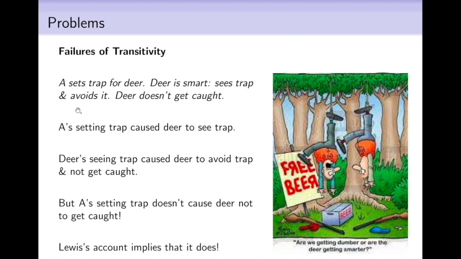Okay, so like I say, counterfactual accounts are still very popular. Basically, people have tried to develop them in such a way as to avoid some of these problems or to do better in some of these cases. There's further reading on Moodle on this topic if you're interested in looking at some of the ways people have tried to refine counterfactual accounts to avoid problems to do with transitivity and overdetermination.